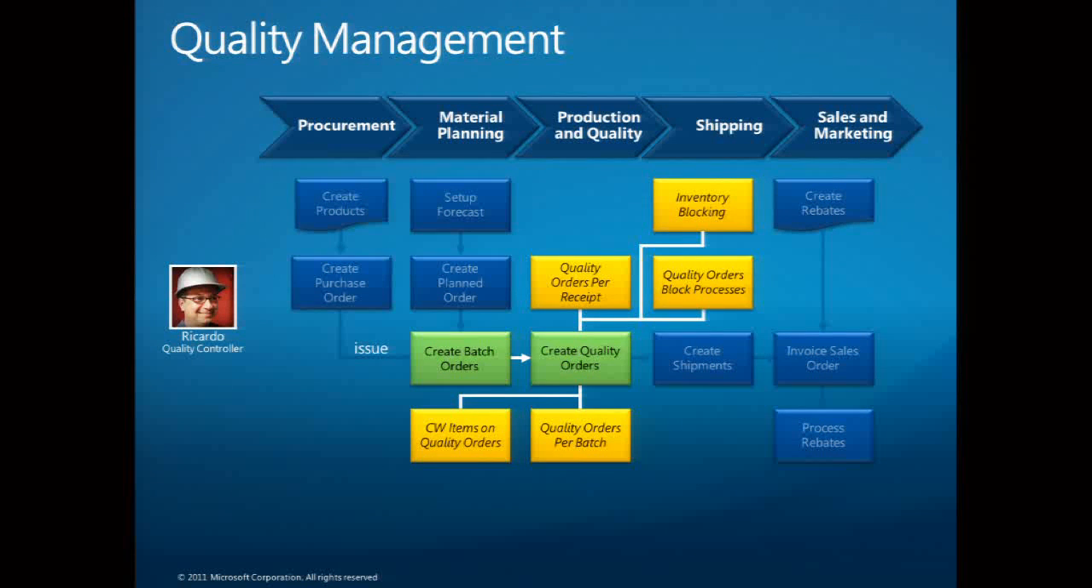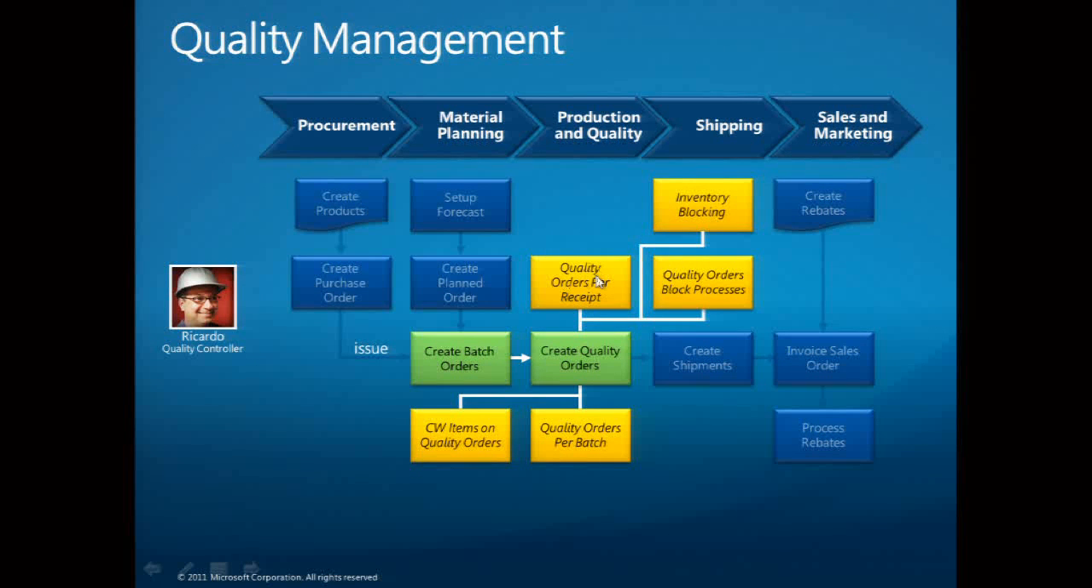As soon as you create a quality order, whether it's a manual or an automatic quality order, there will be an inventory blocking transaction which is created in the back end, which will physically reserve or order reserve the items. So you cannot sell stuff which is under inspection. So that's a big change. And this works for dual unit of measure as well.